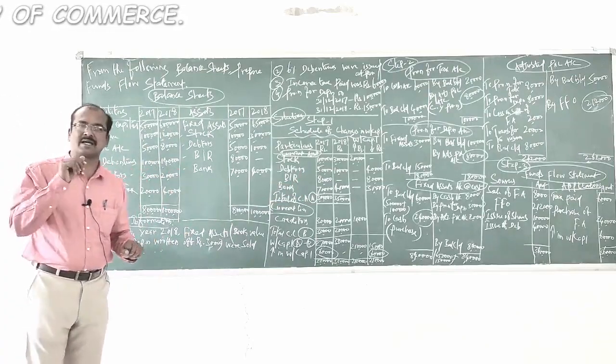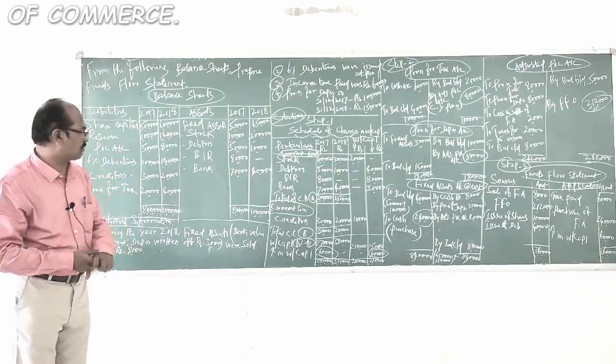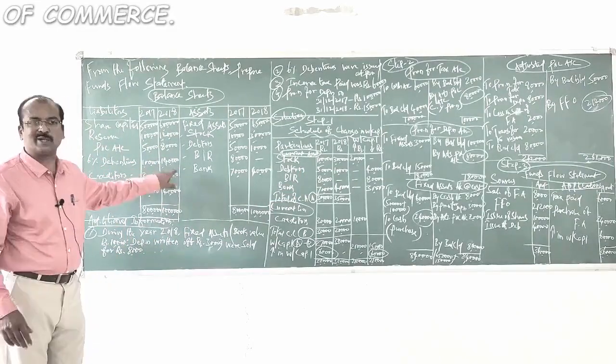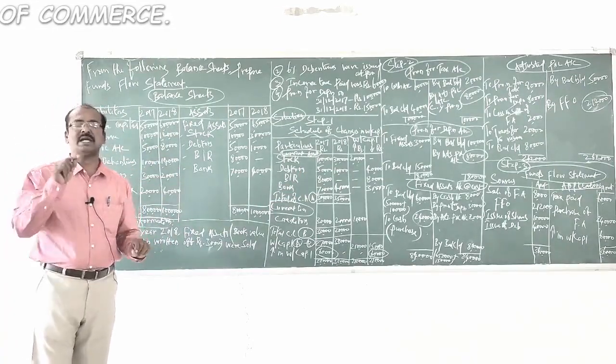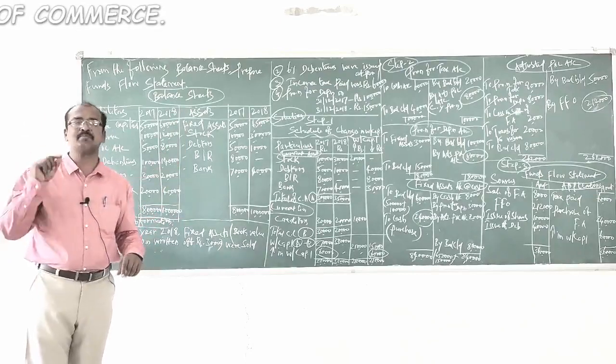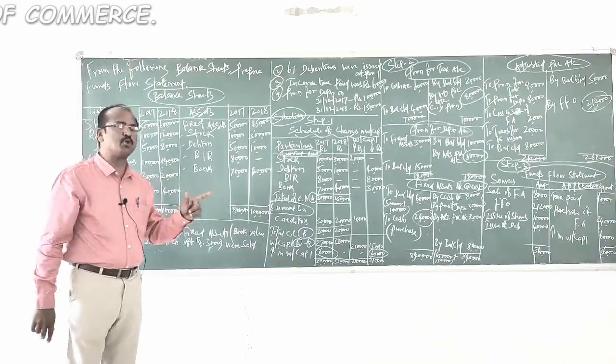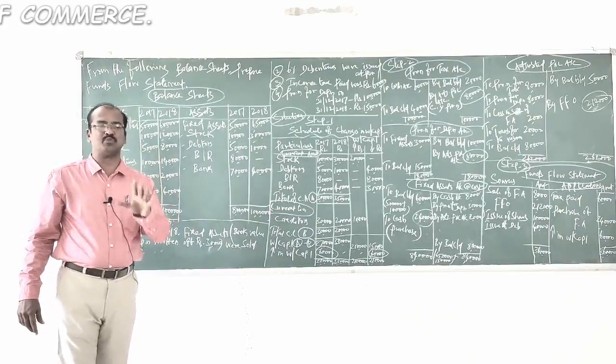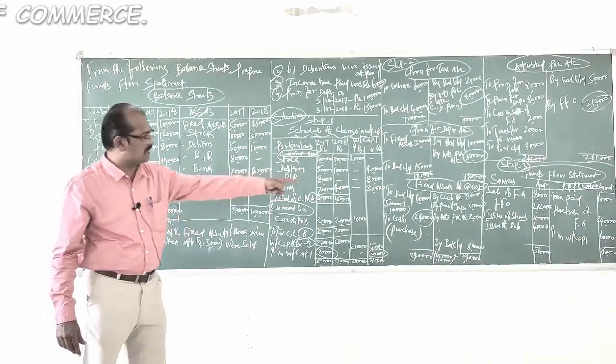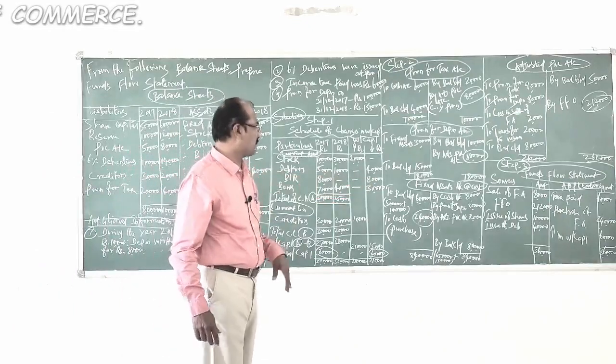6% debenture is a non-current liability, only non-current liability given in the problem. The opening was 1 lakh, the closing has become 1,40,000. And they have also stated that 6% debentures have been issued at par. Therefore, issue of debentures 40,000 rupees is another source of fund, and that's recorded in the funds flow statement.